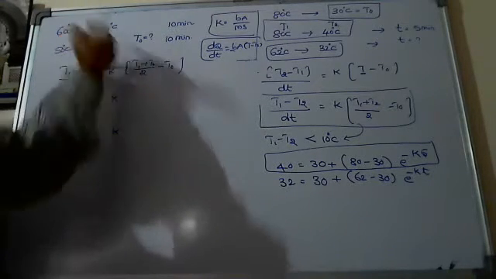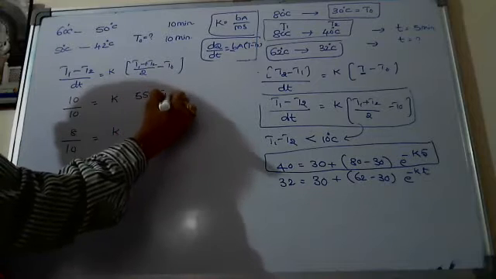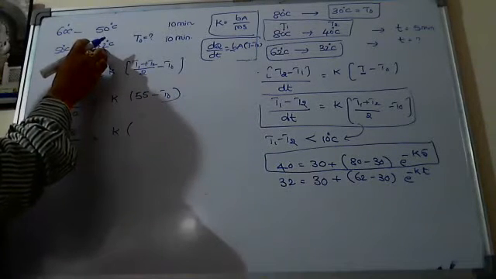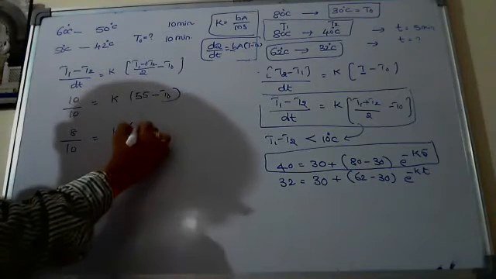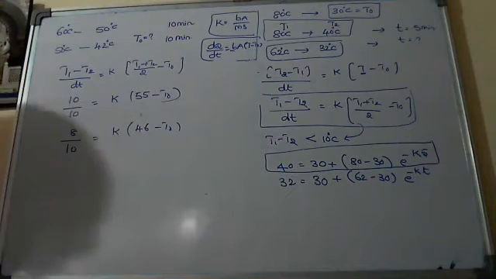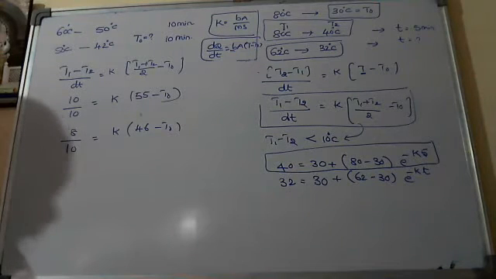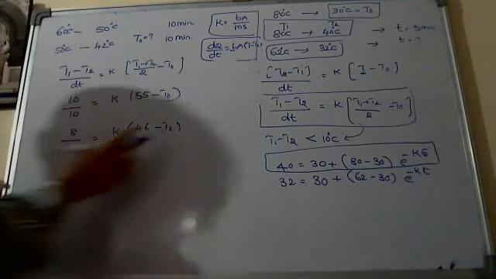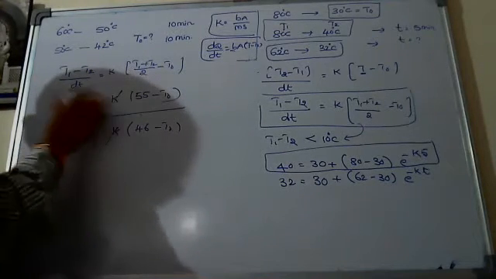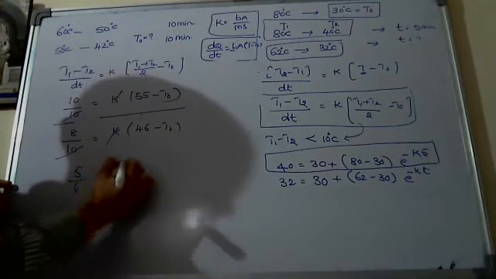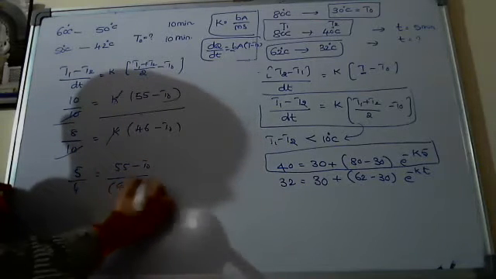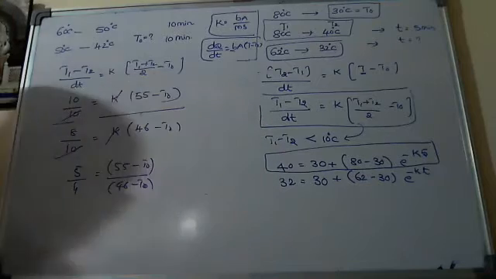(T1 plus T2) by 2 means this is 55 minus T0. The second time, 50 and 42 means it is 46, so 46 minus T0. (T1 plus T2) by 2, 92 by 2. Yes, correct, 46. So if I divide these two equations, K gets cancelled, 10 gets cancelled, 2 fives are 10 and 2 fours are 8. This is (55 minus T0) by (46 minus T0). You got the same values, Nana? Yes, sir.